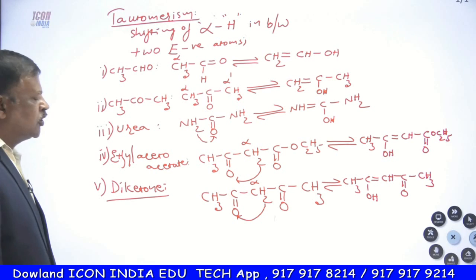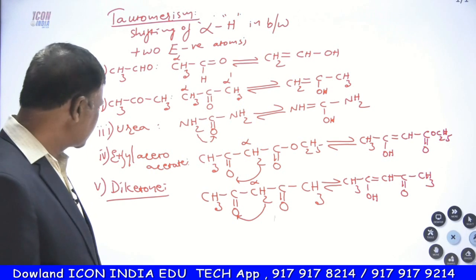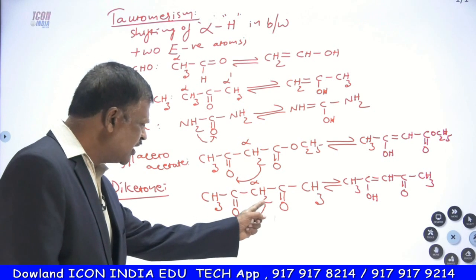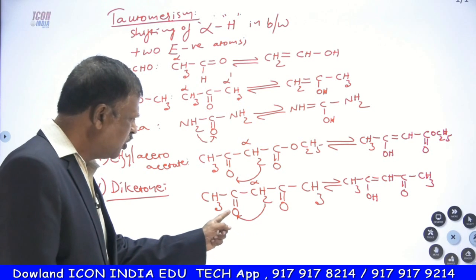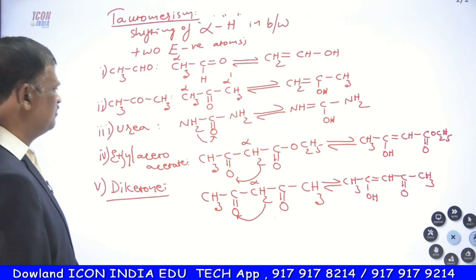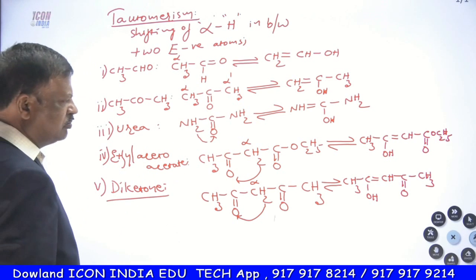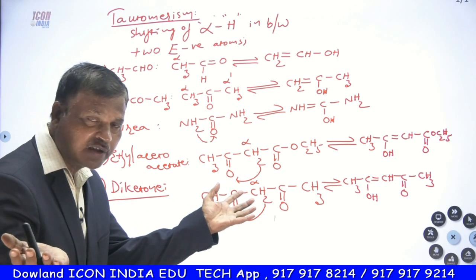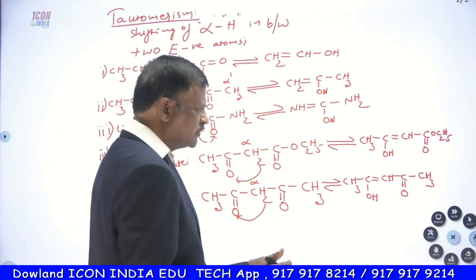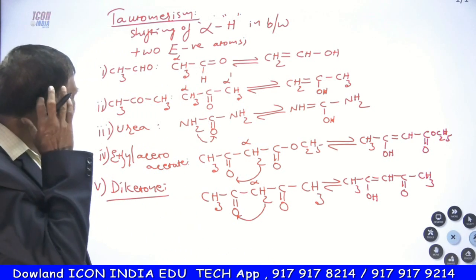So, when compared to the previous examples, in the last example, the diketone, hydrogen is more readily released as proton and more readily attached to oxygen, because it is an active methylene group, as it is in between two electron withdrawing carbonyl groups. That is how we have done these examples.